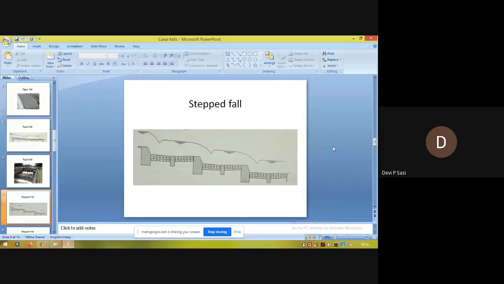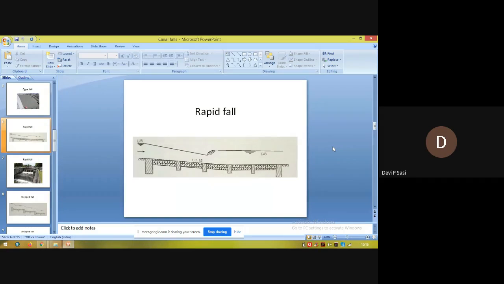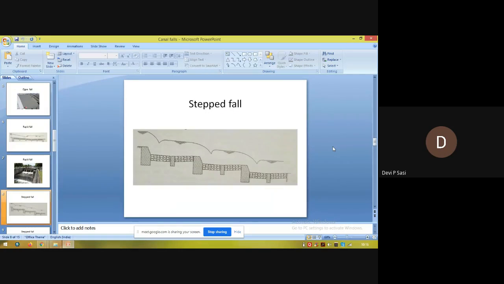Next, the third one is stepped fall. Stepped fall is a development over rapid fall, that is, a modified form of rapid fall. You have seen a rapid fall. The one coming now is a stepped fall. You can see that the stepped fall is a development over rapid fall, or we can say it's a modified form of rapid fall.